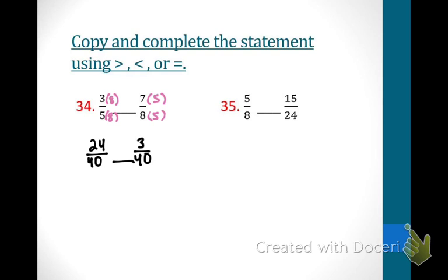Okay, so now we're looking down here. Read to me from left to right what the answer should be. 24 40ths is... All right, so that is your final answer.